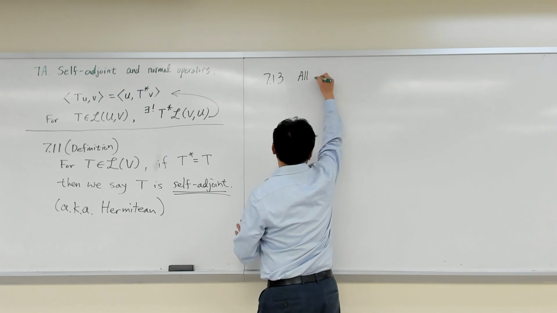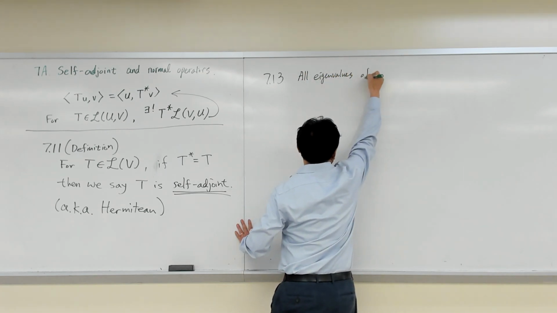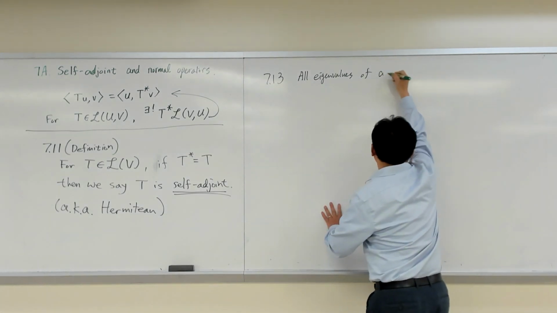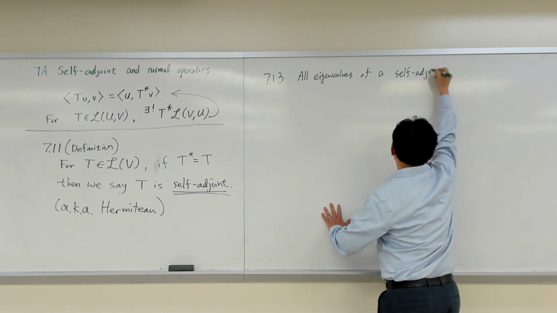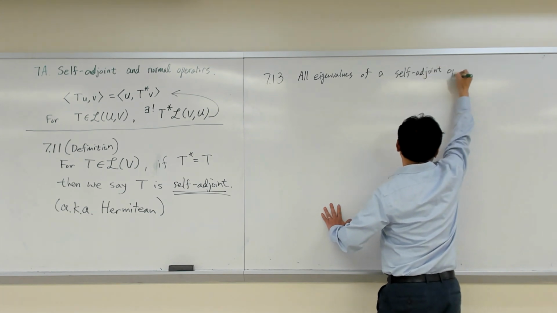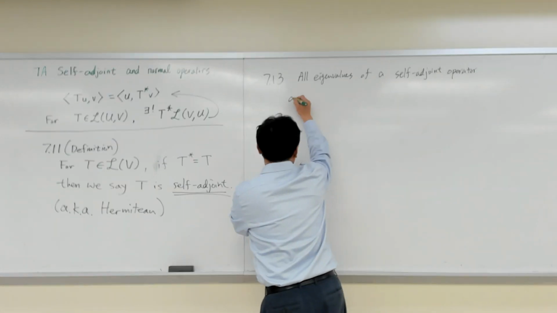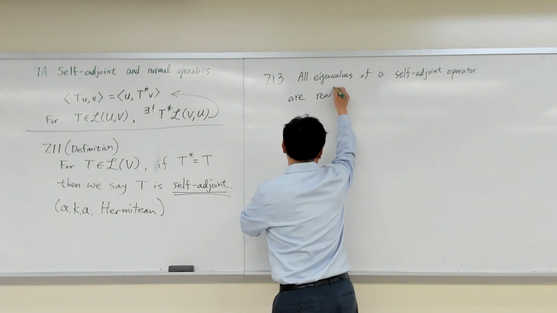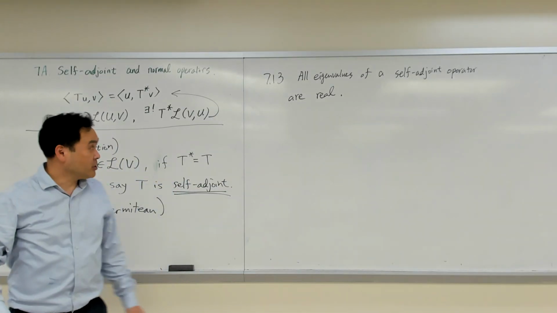All eigenvalues of a self-adjoint operator are real. Okay? So let's see why that is.